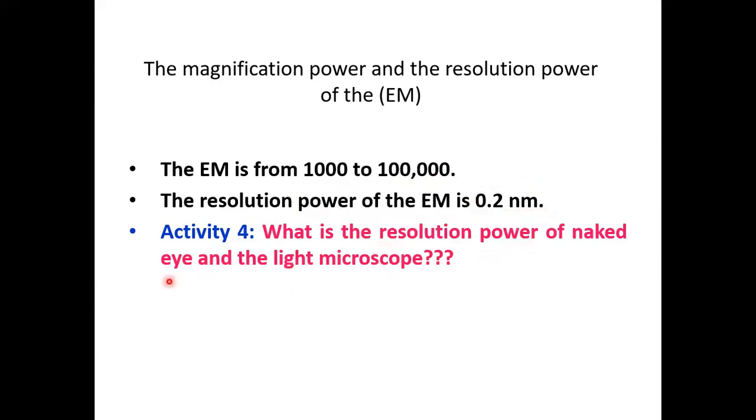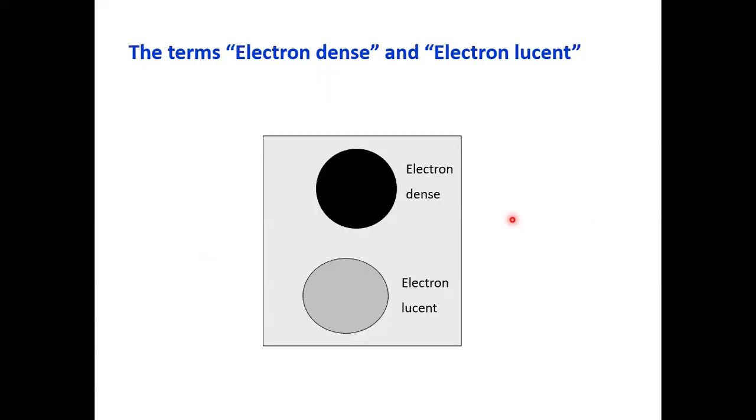What is the resolution power of the naked eye? Naked eye, 0.2 millimeter. Resolution power of the light microscope, 0.2 micrometer. Resolution power of the electron microscope, 0.2 nanometer. As for the terms of electron microscope, we will find that we use electron dense, which appears black, and electron lucent, which appears gray or white gray.